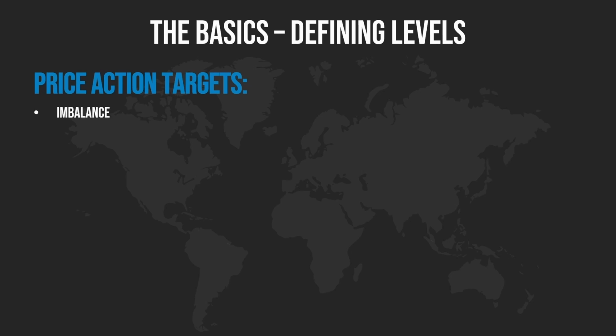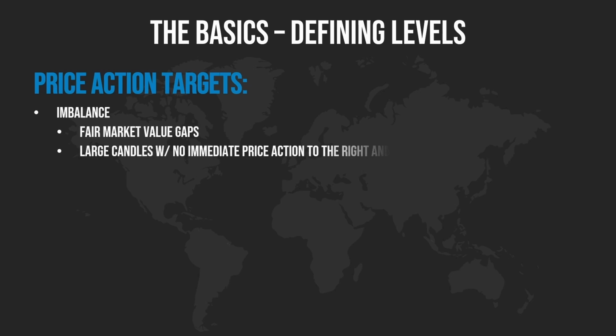What we're looking for is imbalance, all right, fair market value gaps. We're looking for large candles with no immediate price action to the right and the left of the candle. The way that we use this is to say the market has not traded to a sufficient level, right? It hasn't painted over this area or traced over this level in the sufficient way that it likes to. So it needs to come back here. We'll use this premise in price to see where price may be going back to, where it's drawing to.